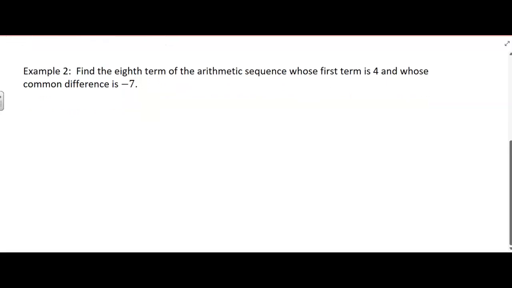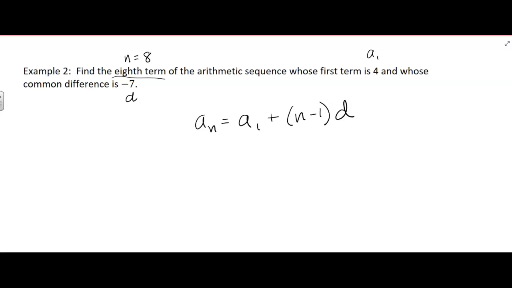Okay, so here's an example. Find the 8th term. That means n is 8, okay? Find the 8th term of the arithmetic sequence whose first term is 4, so that's a sub 1, and whose common difference, that's the d, is negative 7. Okay, so we pull out our formula that we just got, our brand new formula. Write that down. And then we plug everything in.